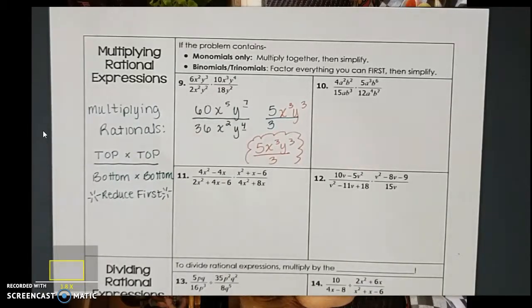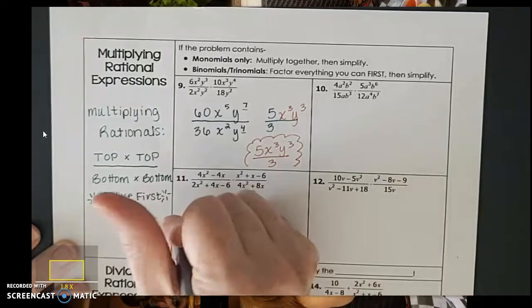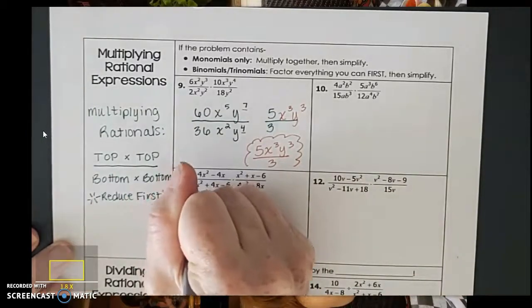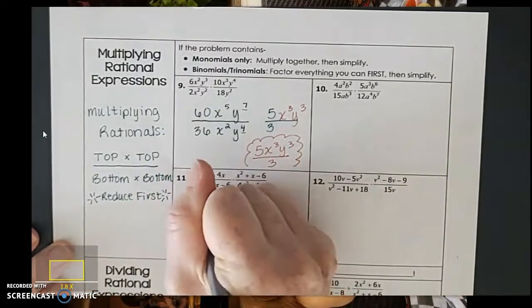All right, for the sake of time, I'm going to move right to number 11. This one we're going to factor, reduce, then multiply. So I'm going to factor each thing separately. I'll start with the first numerator, and that has a 4x in common. So it's a GCF, I factor out a 4x, and I'm left with x minus 1.